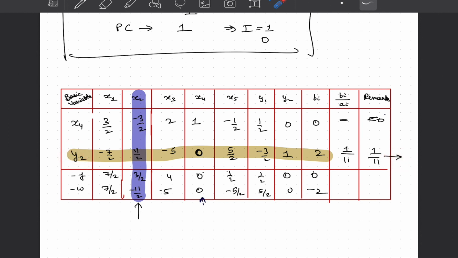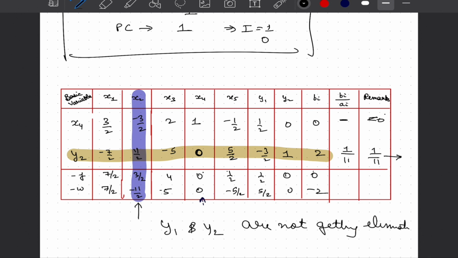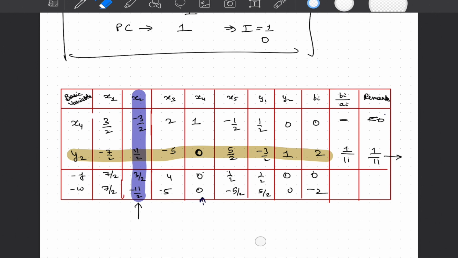Now it can happen that all the coefficients in this row become negative. That would mean you would never be able to eliminate y2. And if that situation arises, that either y1 or y2 is not getting eliminated, we would say that the solution to this system is infeasible. And that's it, the problem stops here. That means that it is not possible to satisfy all the constraints at the same time, and hence we cannot proceed ahead with the solution. But in this case, we are good.